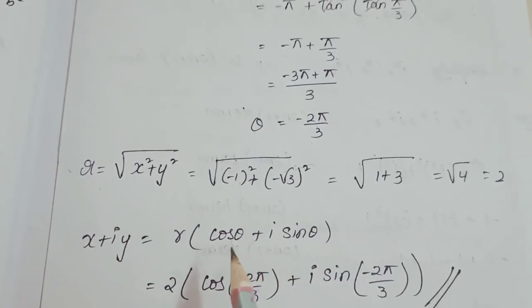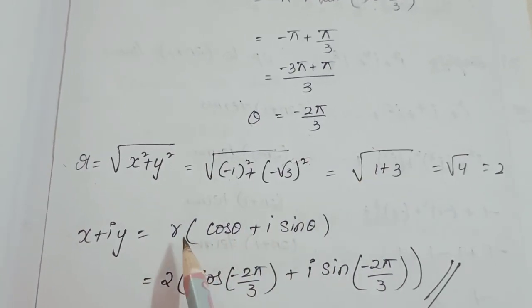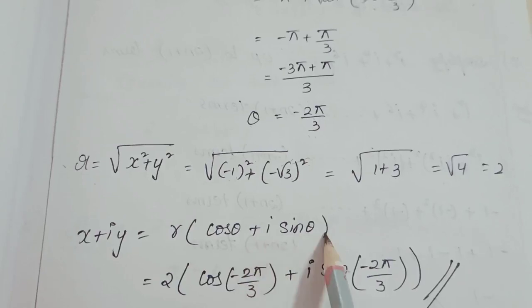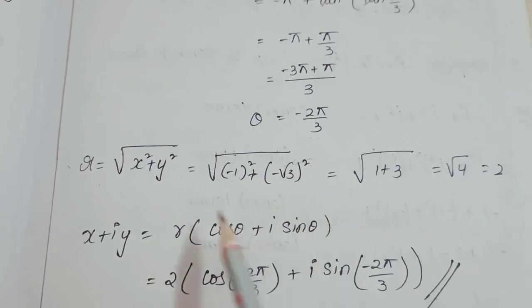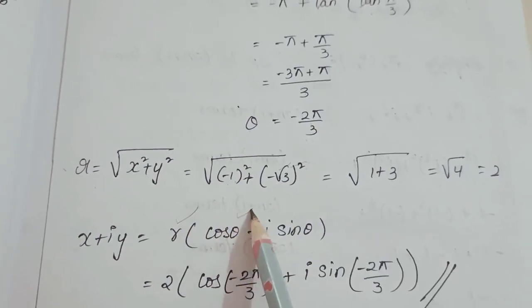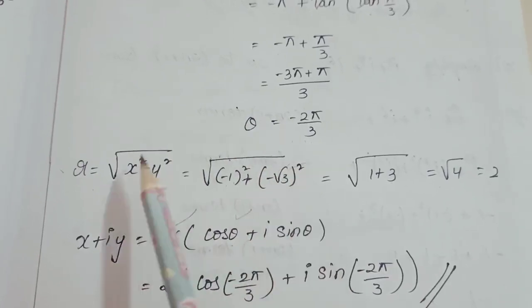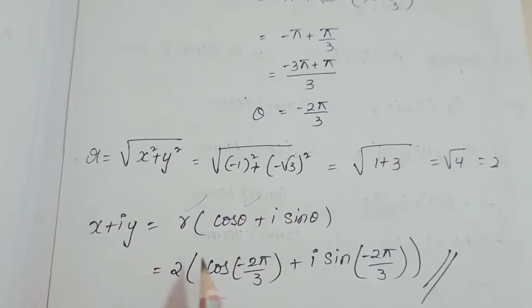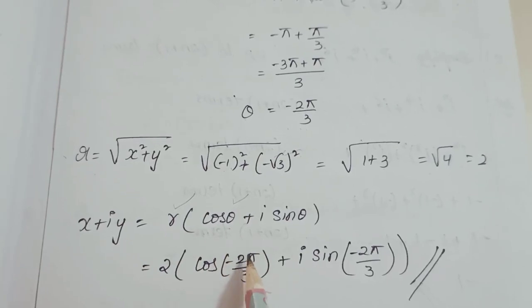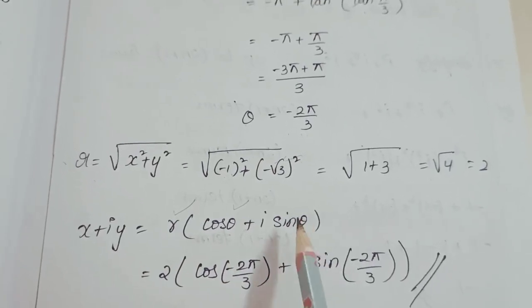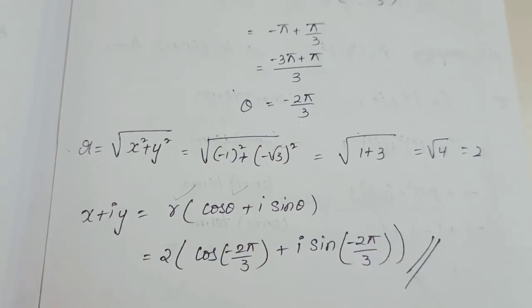Now the amplitude form, or modulus amplitude form, is r into cos theta plus i sin theta. So for writing in this form we want the r value and the theta value. Theta is minus 2 pi by 3 and r is 2. So 2 into cos of minus 2 pi by 3 plus i sin of minus 2 pi by 3.